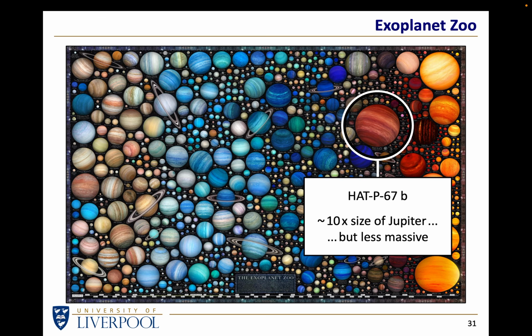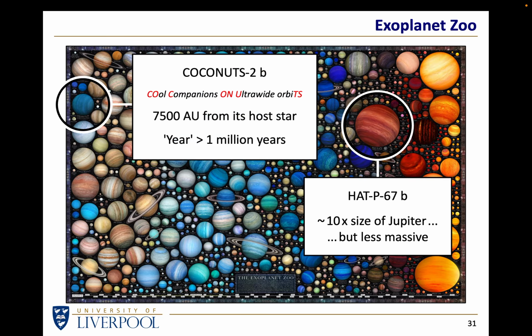But I think the winner for the best name of an exoplanet I've seen so far is this one, Coconuts 2b. I think they came up with the name and then reverse engineered it to mean cool companions on ultra-wide orbits. In other words, planets that are a long way from their parent stars. And they were particularly interested to see how large a solar system could possibly be. And this one, it's been calculated.